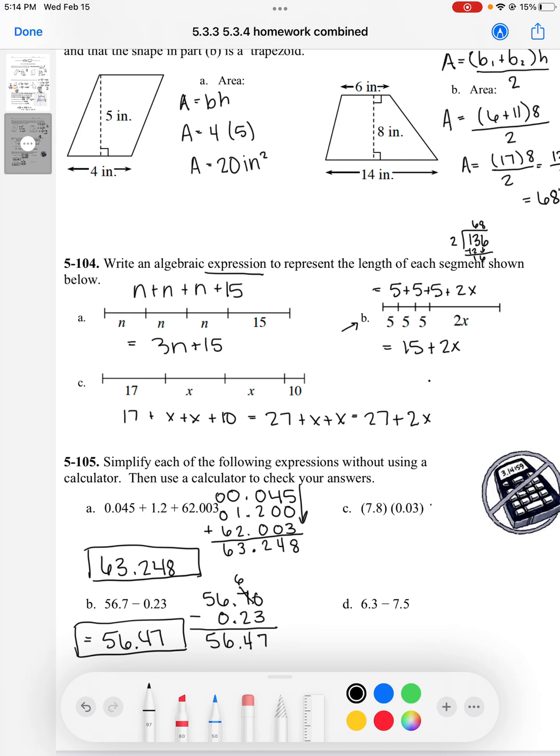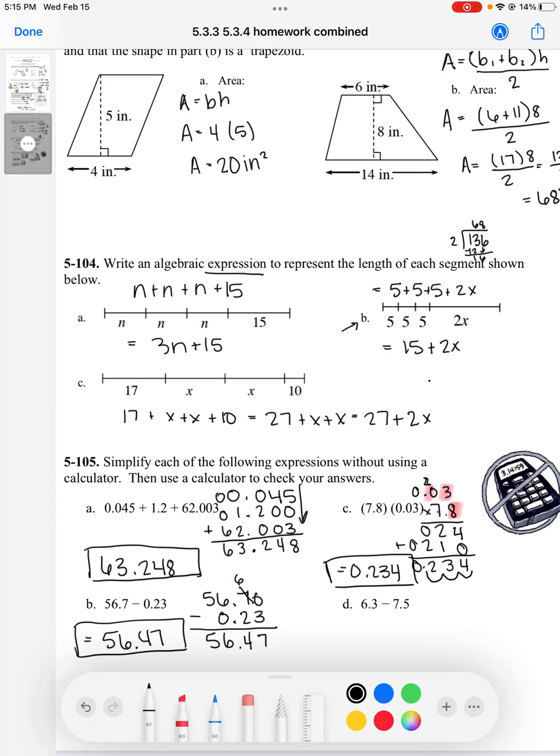Part C, I'm multiplying 7 and 8/10 times 0 and 3 hundredths. 8 times 3 is 24. 8 times 0 is 0 plus 2. 8 times 0, put in my placeholder. 7 times 3 is 21. 7 times 0 is 0 plus 2. And 7 times 0. And then I add. 4 plus 0 is 4. 2 plus 1 is 3. 2 plus 0 is 2. 0. I'm going to use a highlighter for this. I have 1, 2, 3 numbers behind my decimal. So I move my decimal point 3 places over. So it equals 0 and 234 thousandths.